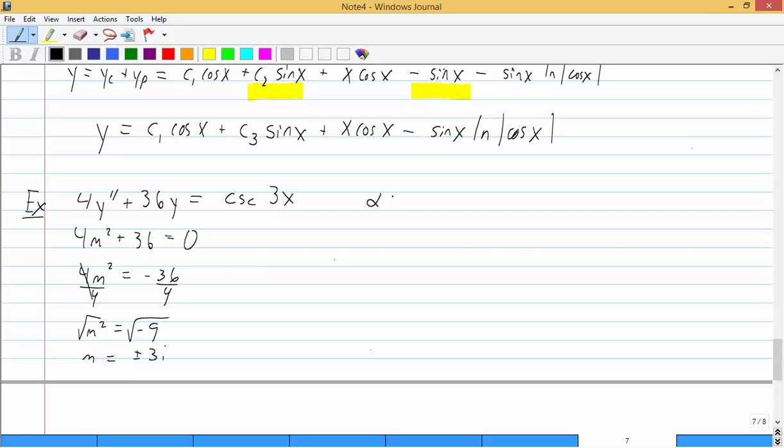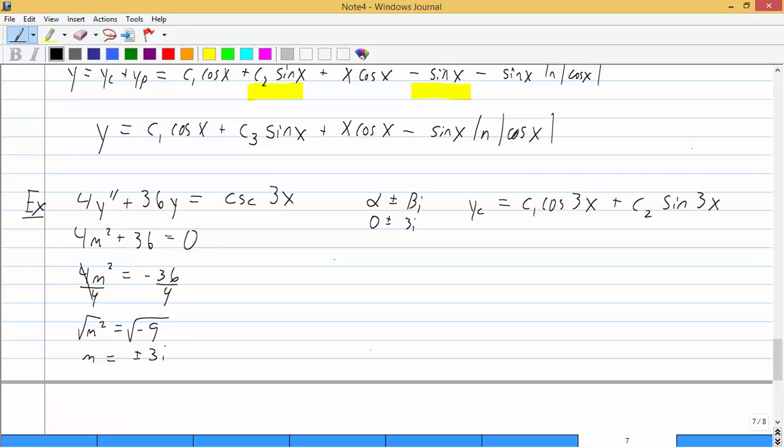So alpha plus or minus beta i, ours is going to be 0 plus or minus 3i. So again, our alpha is 0. So y sub c is going to be equal to c sub 1 cosine of 3x plus c sub 2 sine of 3x. I got the 3 from what's in front of the i, that's the beta.